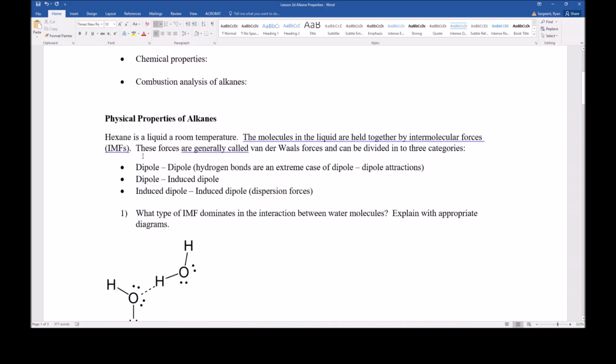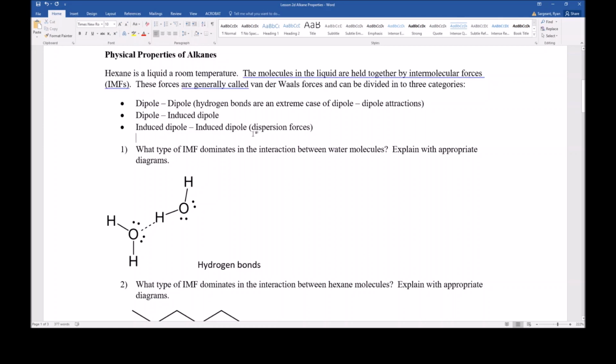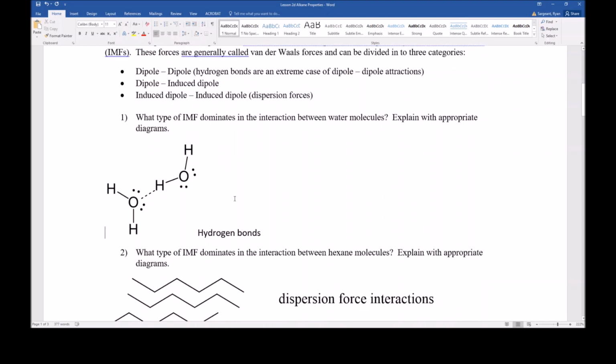Here is the listing of those three different types of intermolecular forces, or the three types of van der Waals forces. There's the dipole-dipole, of which hydrogen bonds are kind of this extreme case, the strongest case. Dipole-induced dipole, which we don't really talk about, and then induced dipole are the dispersion forces. So the question asks, what type of intermolecular force dominates in the interaction between water molecules, and explain with appropriate diagrams. And I showed you this example on ChemDraw.